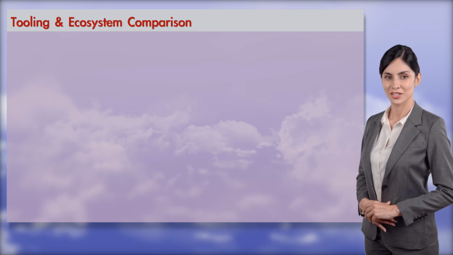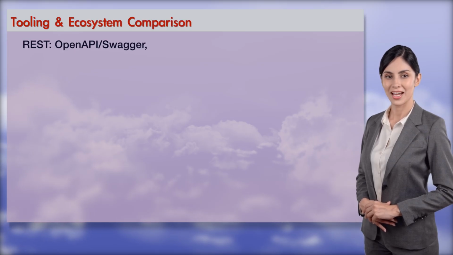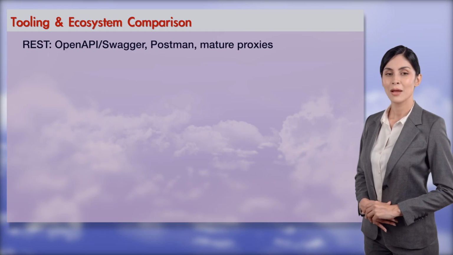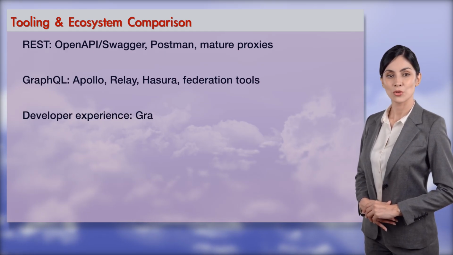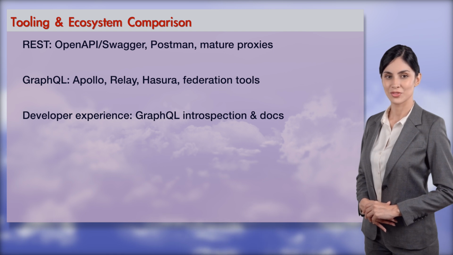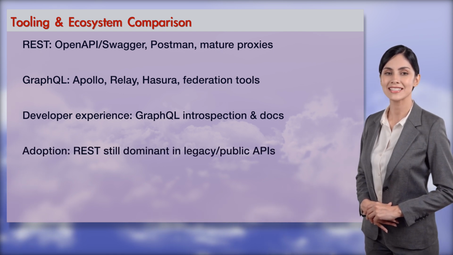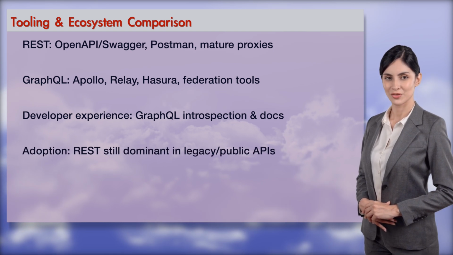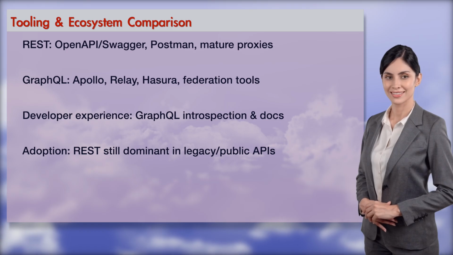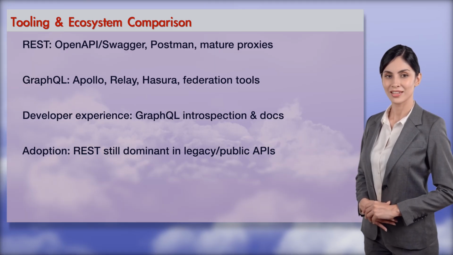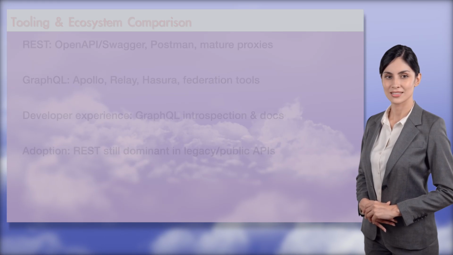Tooling and ecosystem: REST benefits from OpenAPI/Swagger for specs, Postman for testing, and mature proxies and CDNs. GraphQL has the Apollo ecosystem, Relay for React, Hasura for instant APIs, and federation tools. Developer experience is often superior with GraphQL due to introspection and built-in docs. REST remains dominant in legacy systems and public APIs.